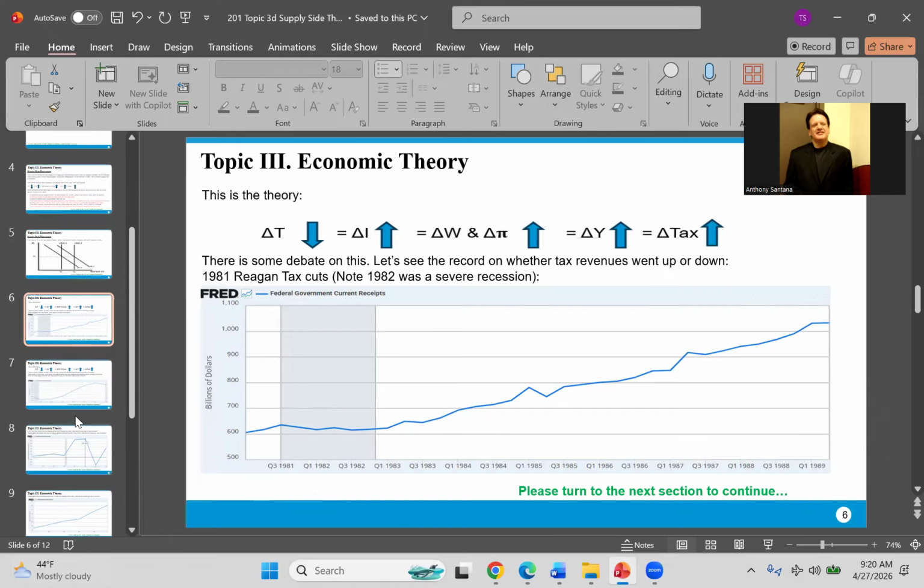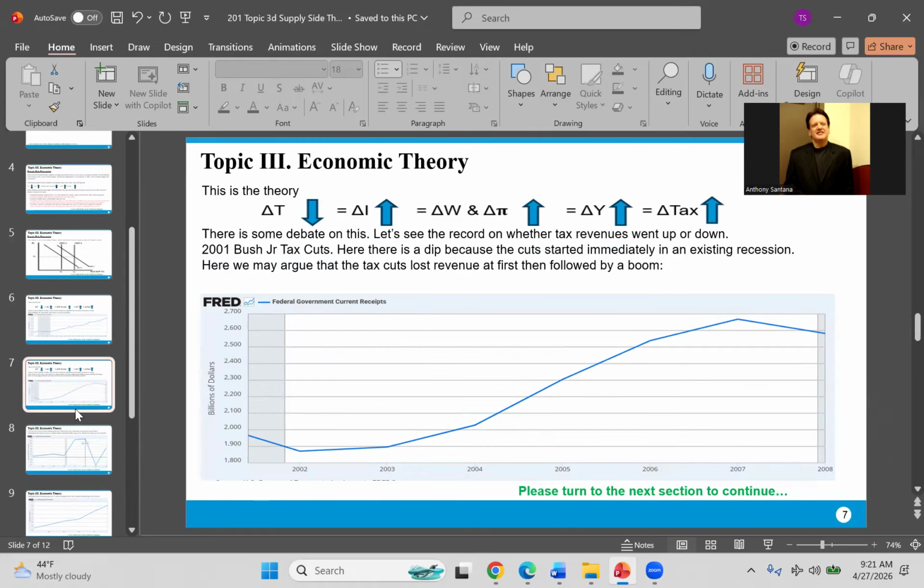Now, we did have a deficit because government always spends more than it takes in. They took all this money and they spent more. But that's not due to the taxes not coming in.